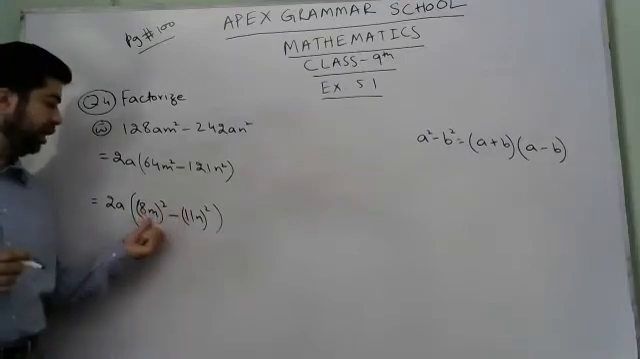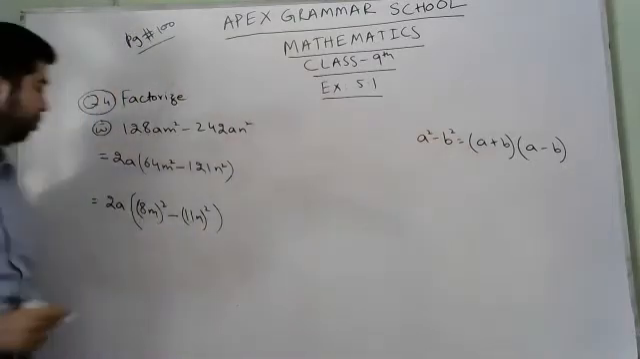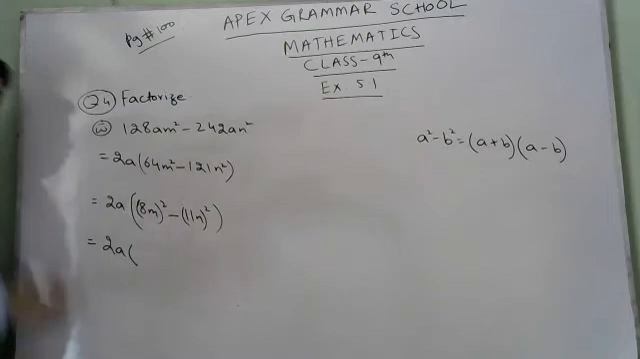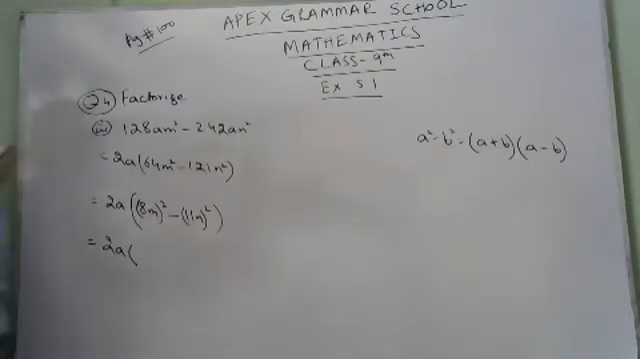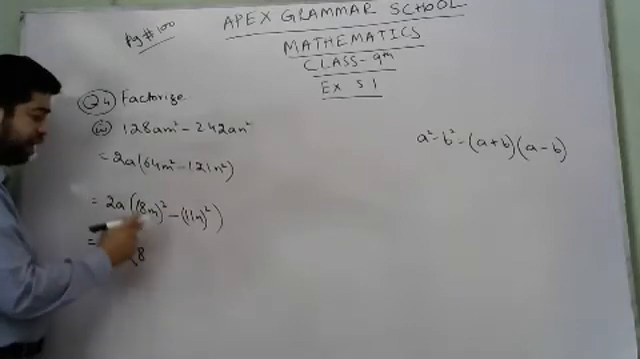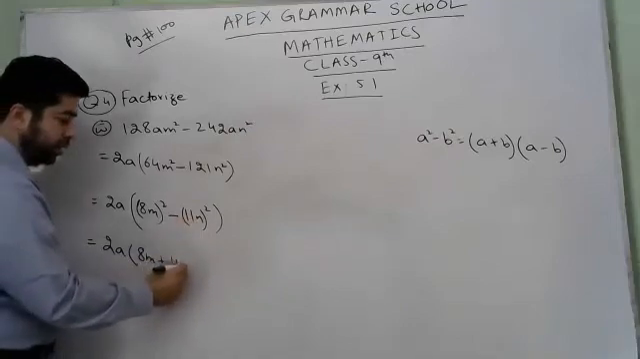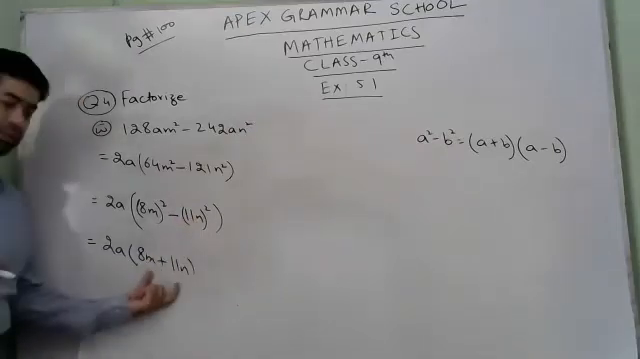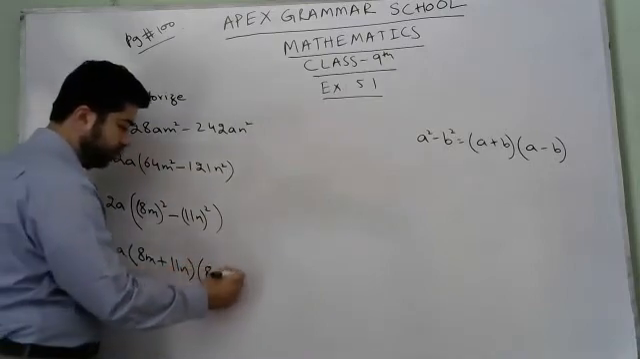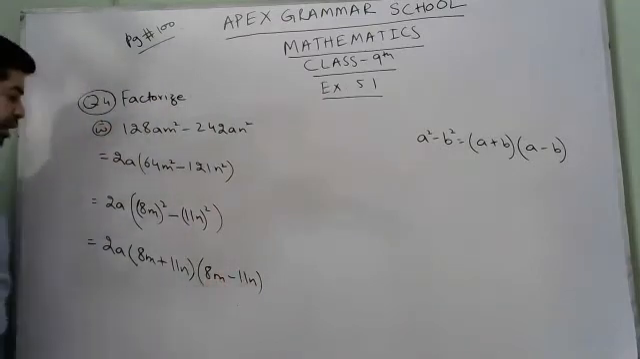Again, the same situation, a square minus b square, which will be equal to a plus b into a minus b. So we can write it as a square minus b square, which will be equal to a plus b into a minus b. So the value of a is 8m plus the value of b is 11m. This is a plus b, and after that 8m minus 11m. This is a minus b, and that's it.